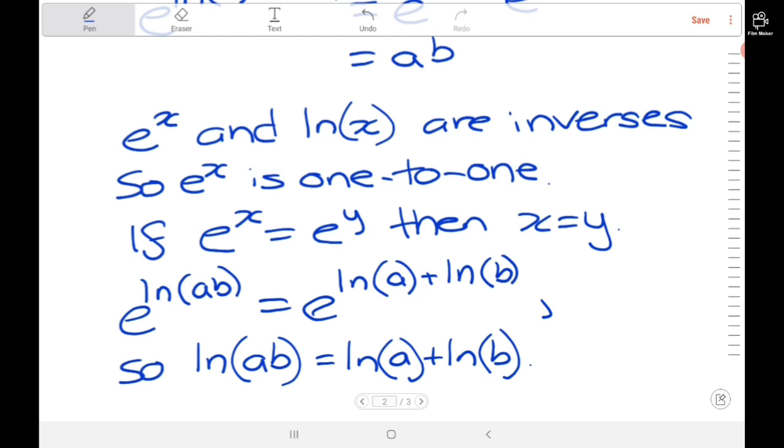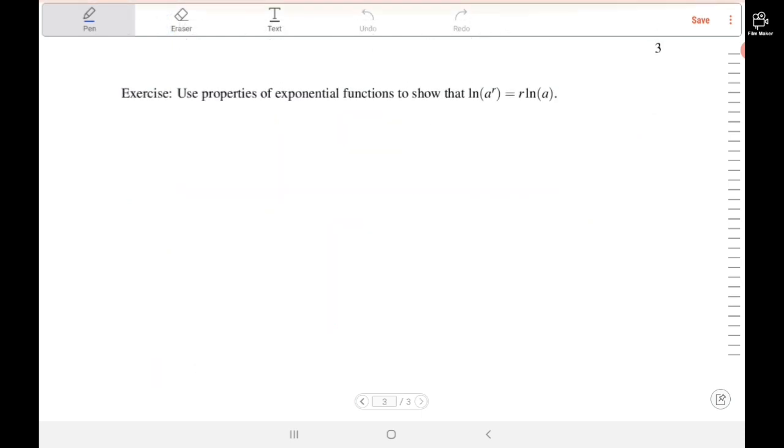So we have shown this using the fact that the exponential function and the natural logarithm are inverses, and using a property that we already know for exponential functions. And we can do that for other properties of natural logarithms as well. So I'm going to leave you with an exercise to use the properties of exponential functions to show that the natural log of a to the power r is equal to r times the natural log of a. So you can use similar techniques and have another look at what properties of exponential functions we have that might help you with showing this property for logarithms.